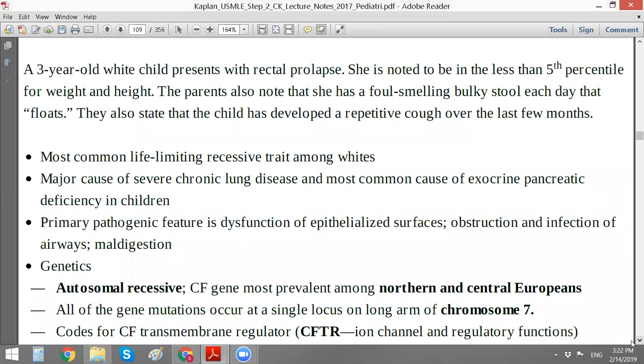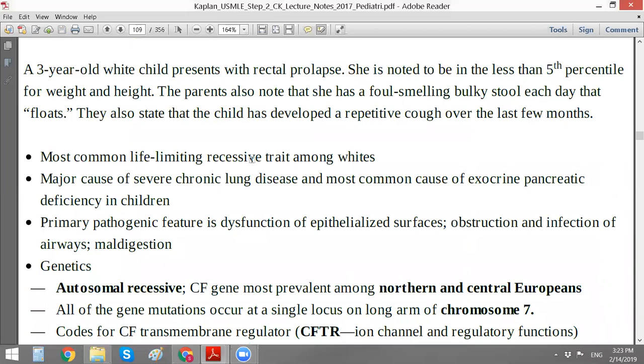Cystic fibrosis. A 3-year-old white child presents with rectal prolapse. Yes, we know that this is more common in those of European descent, like Ashkenazi. With rectal prolapse, she is noted to be less than the 5th percentile for weight and height. Parents also note that she has foul-smelling, bulky stools. The child has developed a repetitive cough over the last few months.